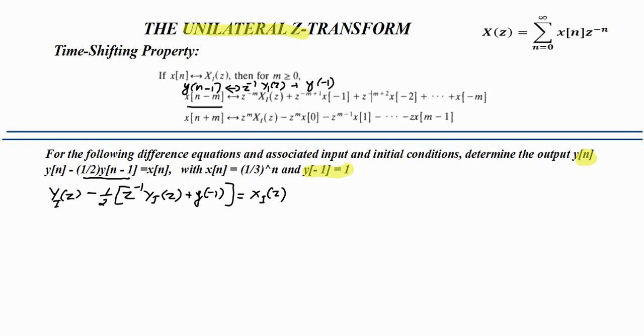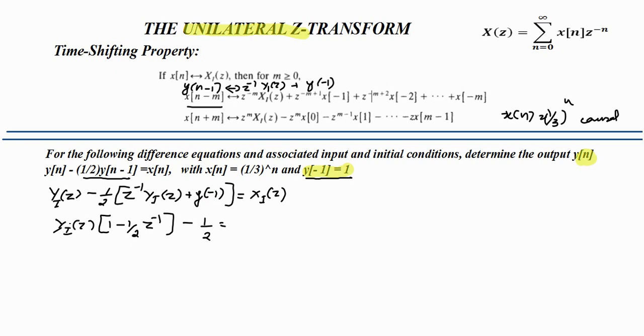Now we can substitute this y of minus 1, which is equal to 1. So after substituting this, we can take y of z common, so y of z into 1 minus 1 by 2 z raised to minus 1, minus, if you substitute y of minus 1, then it becomes minus 1 by 2. So we need to multiply this minus 1 by 2. Minus 1 by 2 into 1, so it becomes minus 1 by 2.